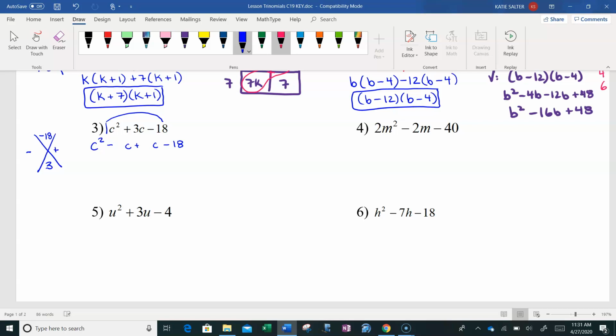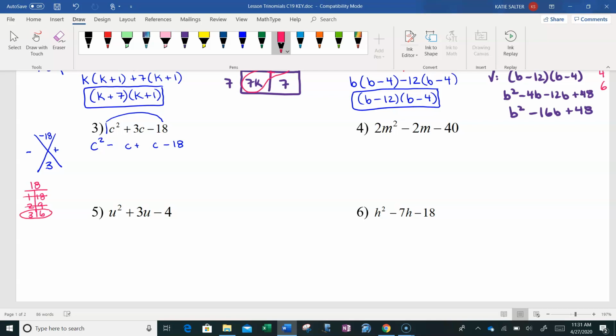And again, if you're struggling, list some factors of 18 to see what we're working with. So we know 18, it could have been 1 and 18. It could have been 2 and 9, or it could have been 3 and 6. We know one of them has to be negative, and when we add them, we get 3. So there's no way that's going to work with 1 and 18, or 2 and 9. But I think we can work with 3 and 6.